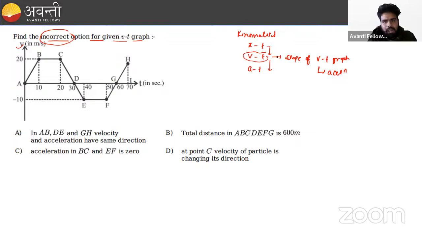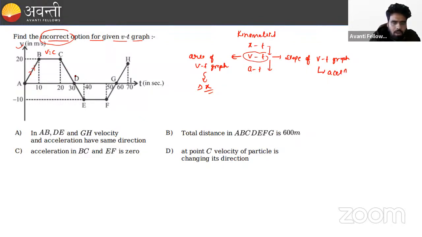In the same manner, what is the area of the V-T graph? The area of the V-T graph gives the total displacement, that is, the change in displacement. So here, what is given? From A to B velocity is positive, and from B to C the velocity is constant. Here velocity is continuously increasing, so we can say speed is increasing.